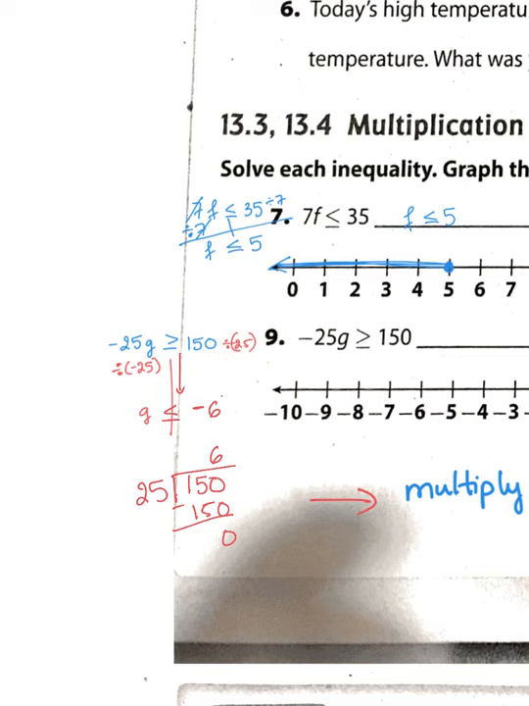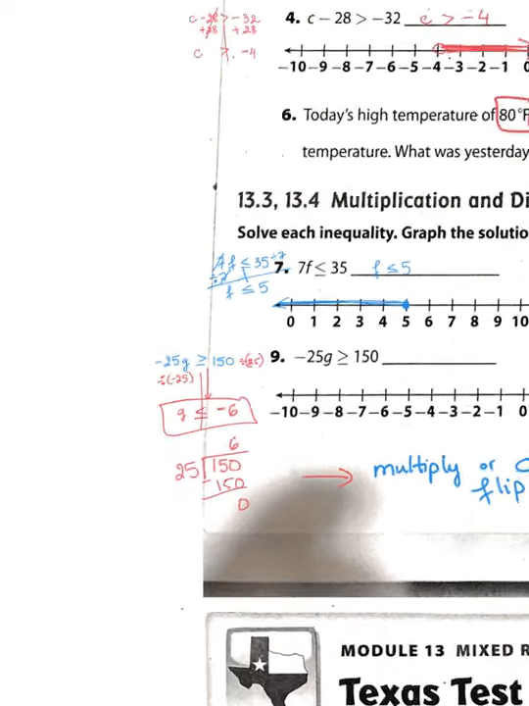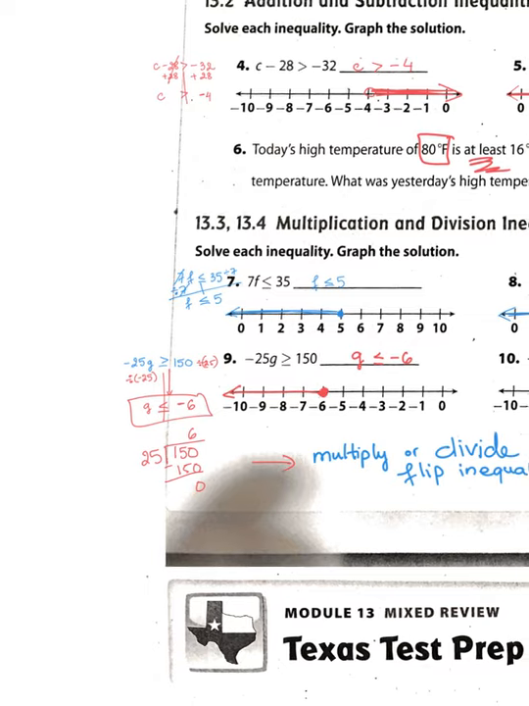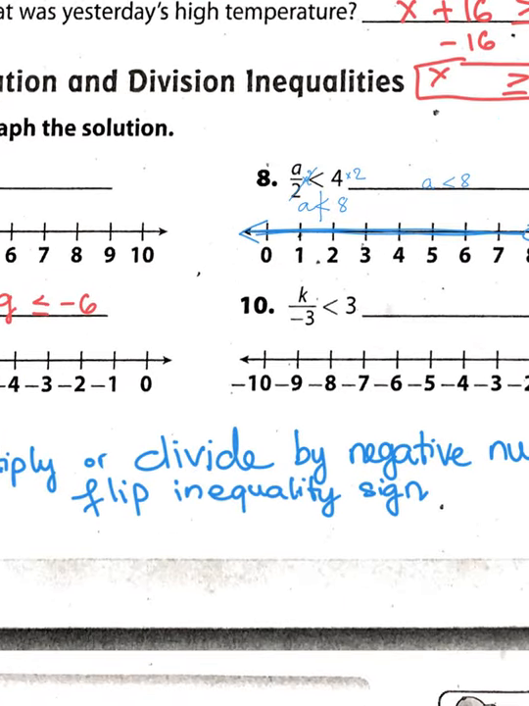So we're going to have g less than or equal to negative 6. And then closed circle to the left. It will be numbers less than -6. Number 10, k divided by -3 less than 3.